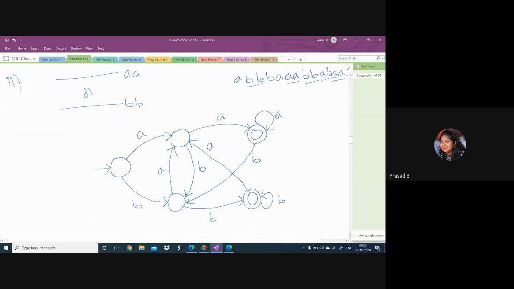So every time, wherever the machine is, whatever the state the machine is, if it is ending with AA or BB, it will go to any of these two states. If it is ending with AA, it will go to this. Ending with BB, it will go to this one. Otherwise, it will be in the non-final. Any doubt?